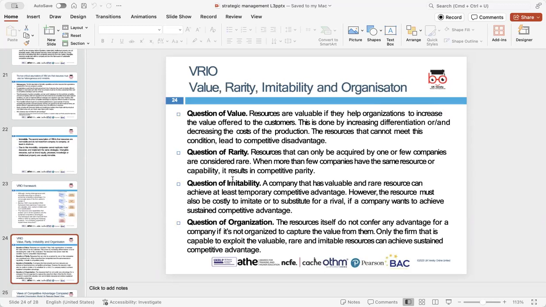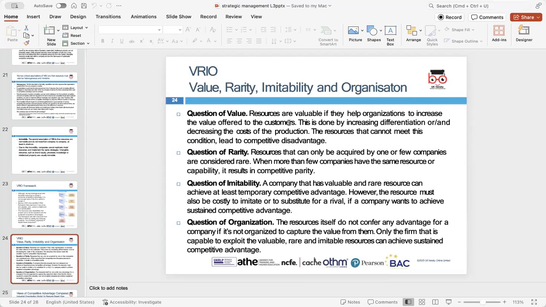Again, the VRIO questions: value, rarity, imitability, and organization. The question of value: resources are valuable if they contribute to increasing the value offered to customers. The question of rarity: resources that are unique and available to only one or a few companies are considered rare. When many firms possess the same resources, it leads to competitive parity, where no single firm has a distinct advantage.